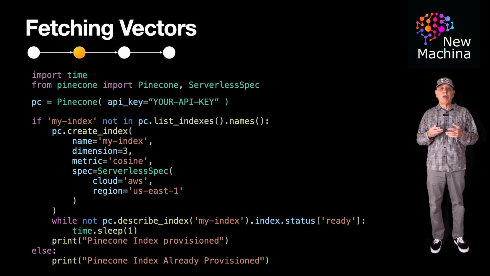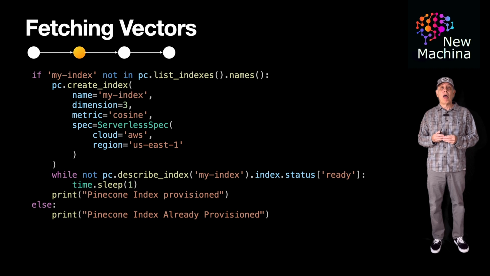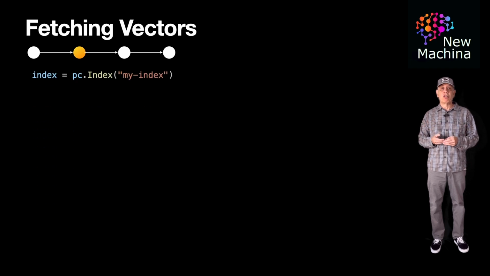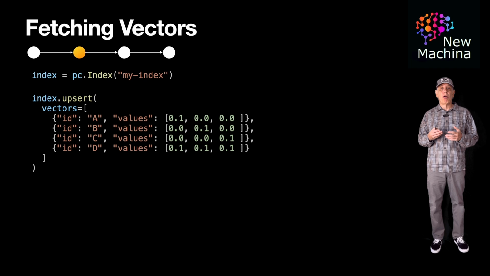Note, the index creation is wrapped inside an if block that checks if the index is already created, and if it is, we skip, move on, otherwise we create the index. After the index is created, we get a Python object reference to the Pinecone index. We use this Python object reference when we perform CRUD operations on the index. Using this Python index object reference, we can upsert vectors into the Pinecone index. Here I upsert 4 vectors with IDs of A, B, C, and D.